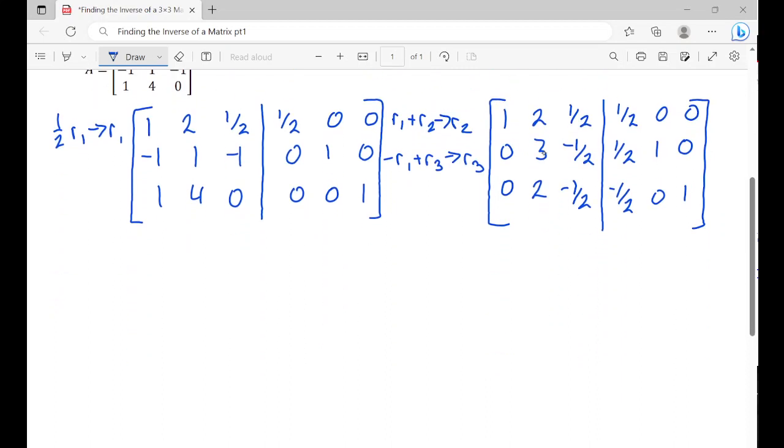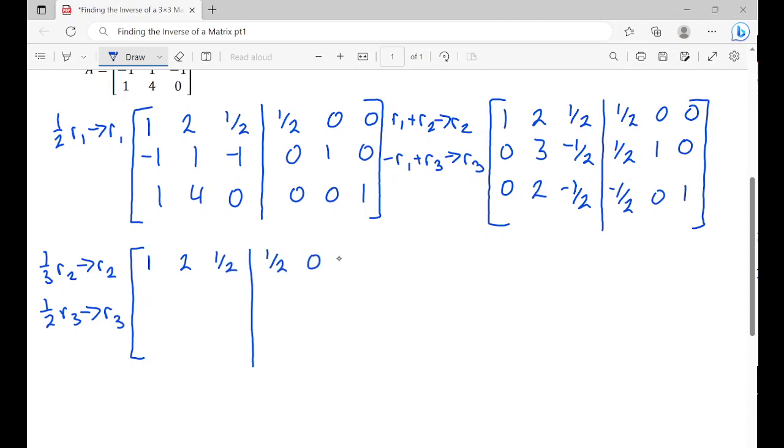Now I'm going to turn this 3 and this 2 into 1s each. So I'm going to multiply this row by 1/3 and multiply this row by 1/2 to get these entries to be 1. So 1/3 row 2 for a new row 2, and then 1/2 row 3 for a new row 3. So row 1 stays the same. 1, 2, 1/2, 1/2, 0, 0.